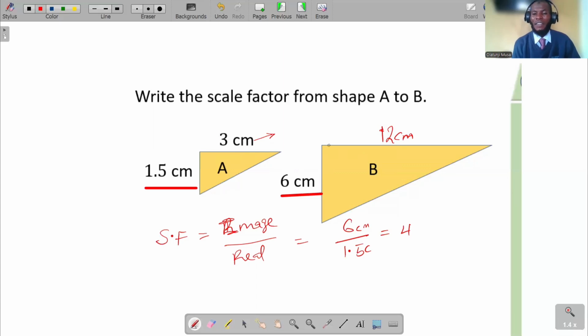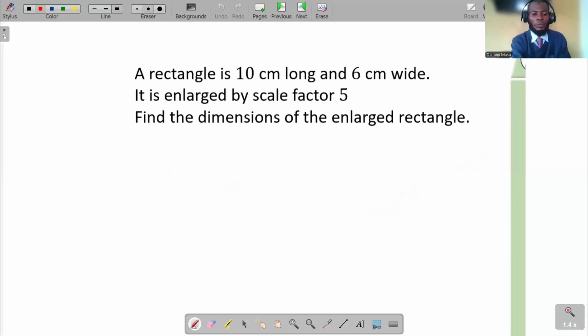So that means the scale factor of enlargement here is what? Is 4. Okay? That is the scale factor of what? Enlargement. Okay? All right.